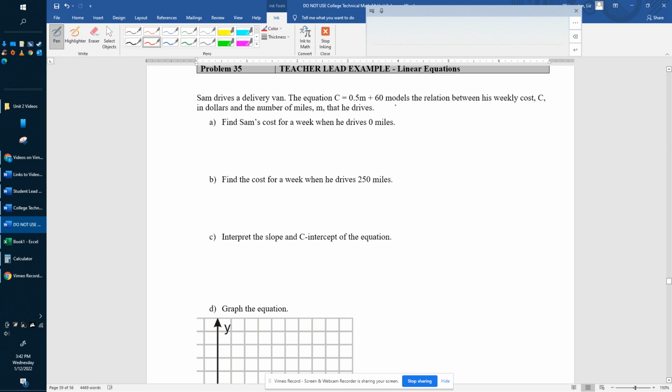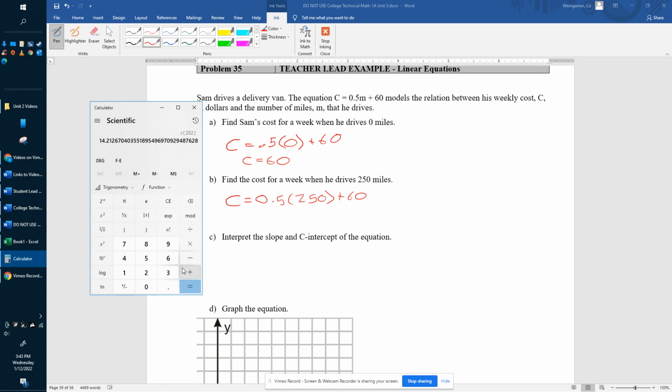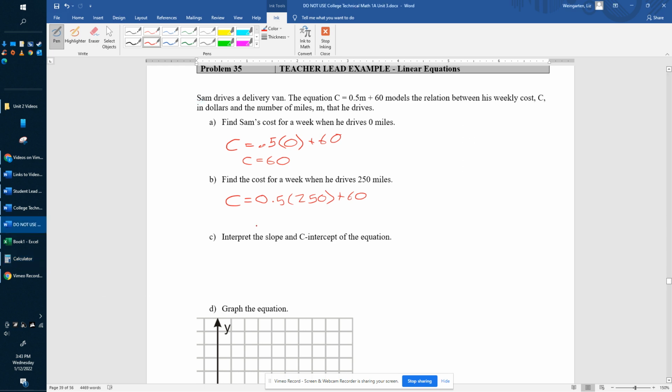So miles is m, so we're going to put 0 in for m. C equals 0.5 times 0 plus 60. That's just going to be 0, so C equals 60. Find the cost for a week when he drives 250 miles. C equals 0.5 times 250 plus 60. I'm going to put that in my calculator. I could probably do it in my head, but I don't trust myself. Plus 60 gives us 185.